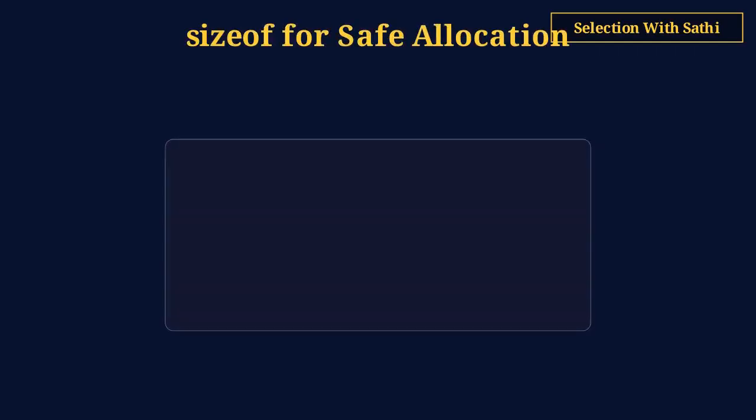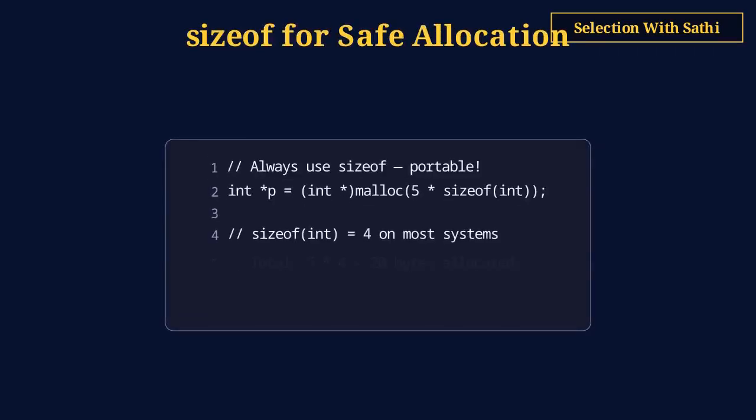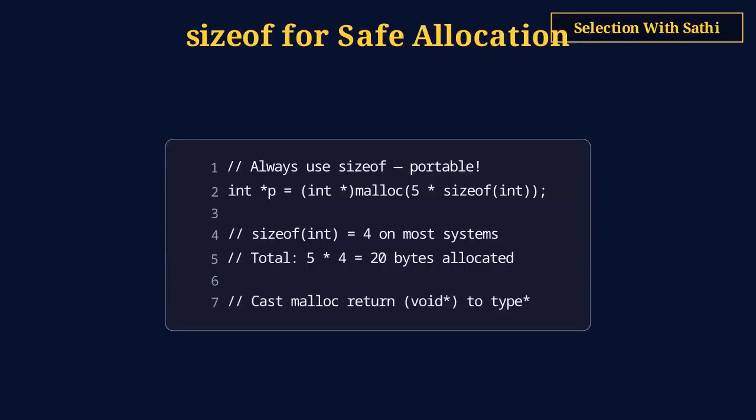Third concept: using sizeof for allocation. The standard pattern is int *p = (int *)malloc(n * sizeof(int)). Always use sizeof instead of hard coding byte counts because sizes can vary across platforms. For example, int might be 4 bytes on one system and 2 bytes on another. Cast the void pointer returned by malloc to the correct type.